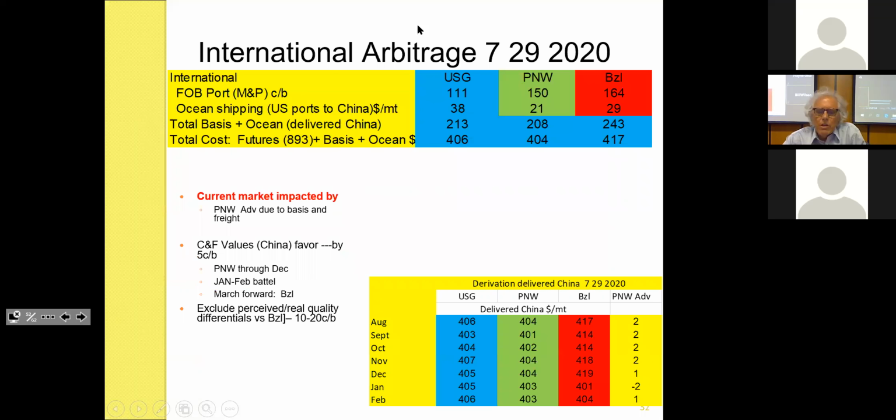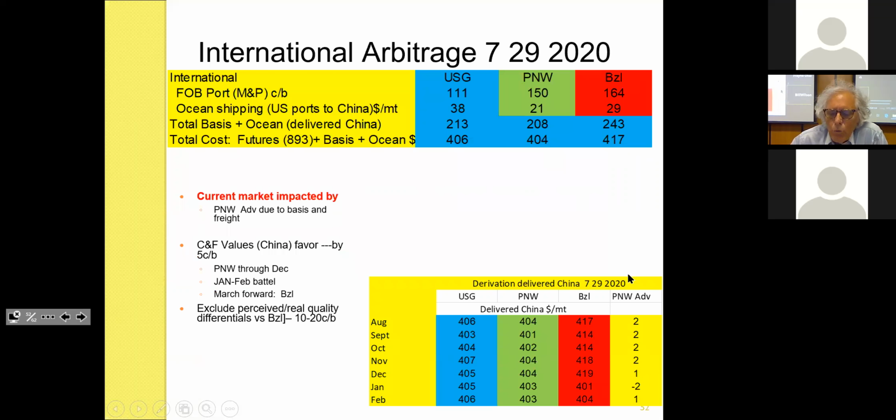Now, on international arbitrage, this is important because it shows the competitiveness of the US Gulf, PNW, and Brazil. The upper graph here is in the spot months. So these are FOB port values and ocean shipping costs going to Asia. And down below is the total cost delivered to Asia. And you can see today PNW is the lowest cost origin. Until recent weeks, that has not been the case, okay?